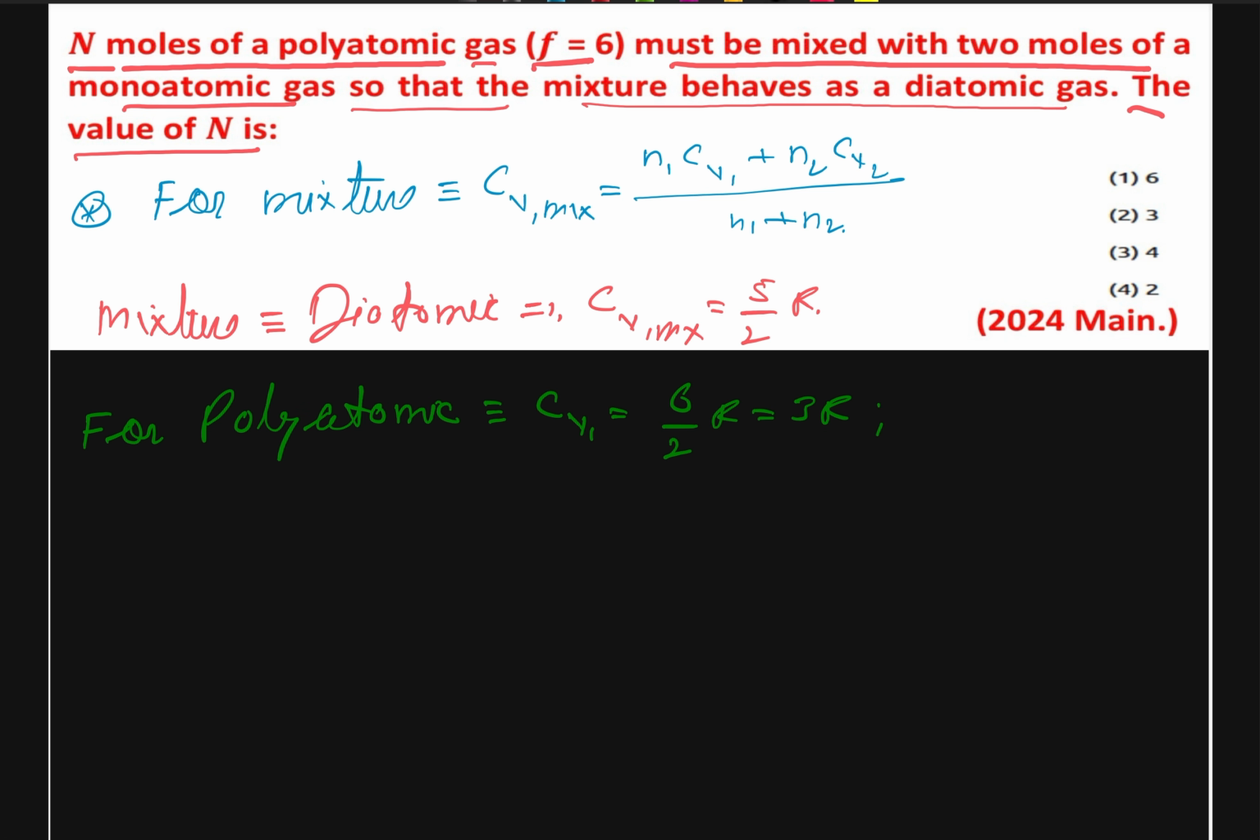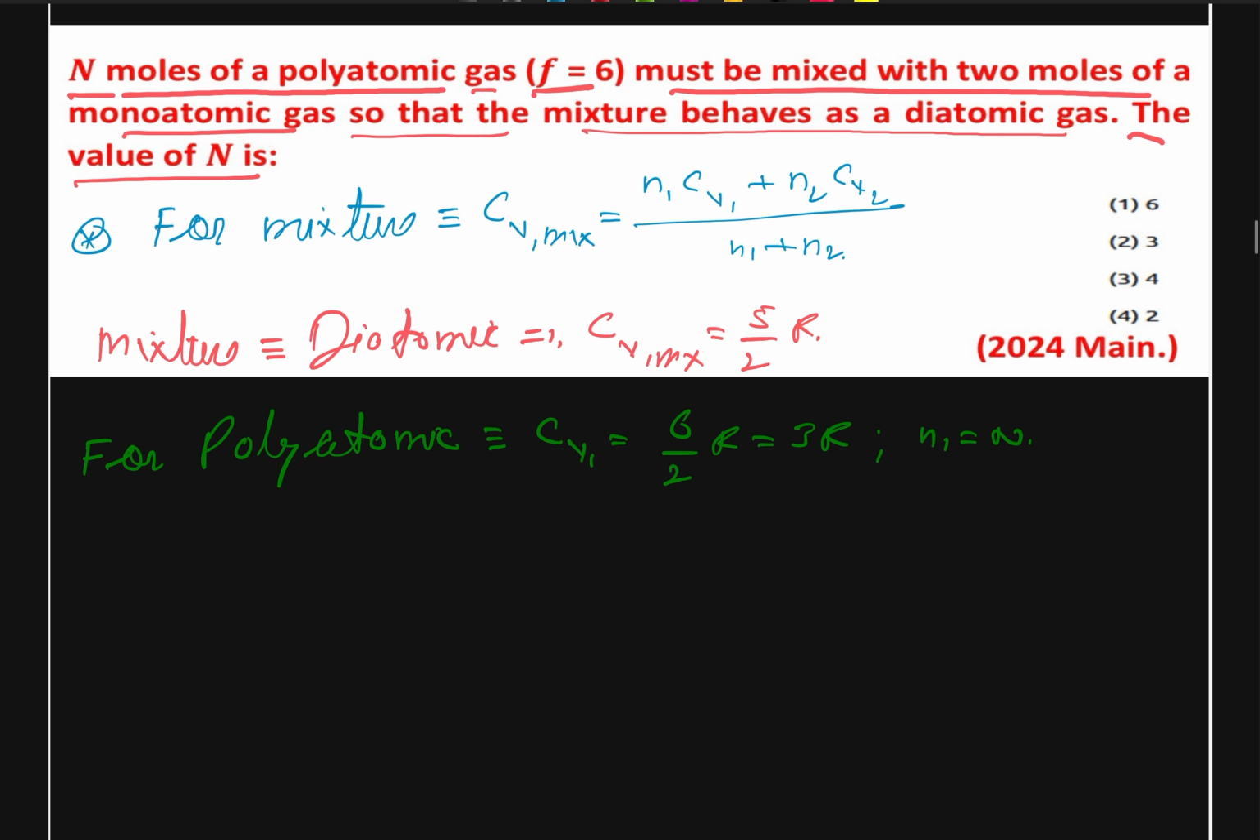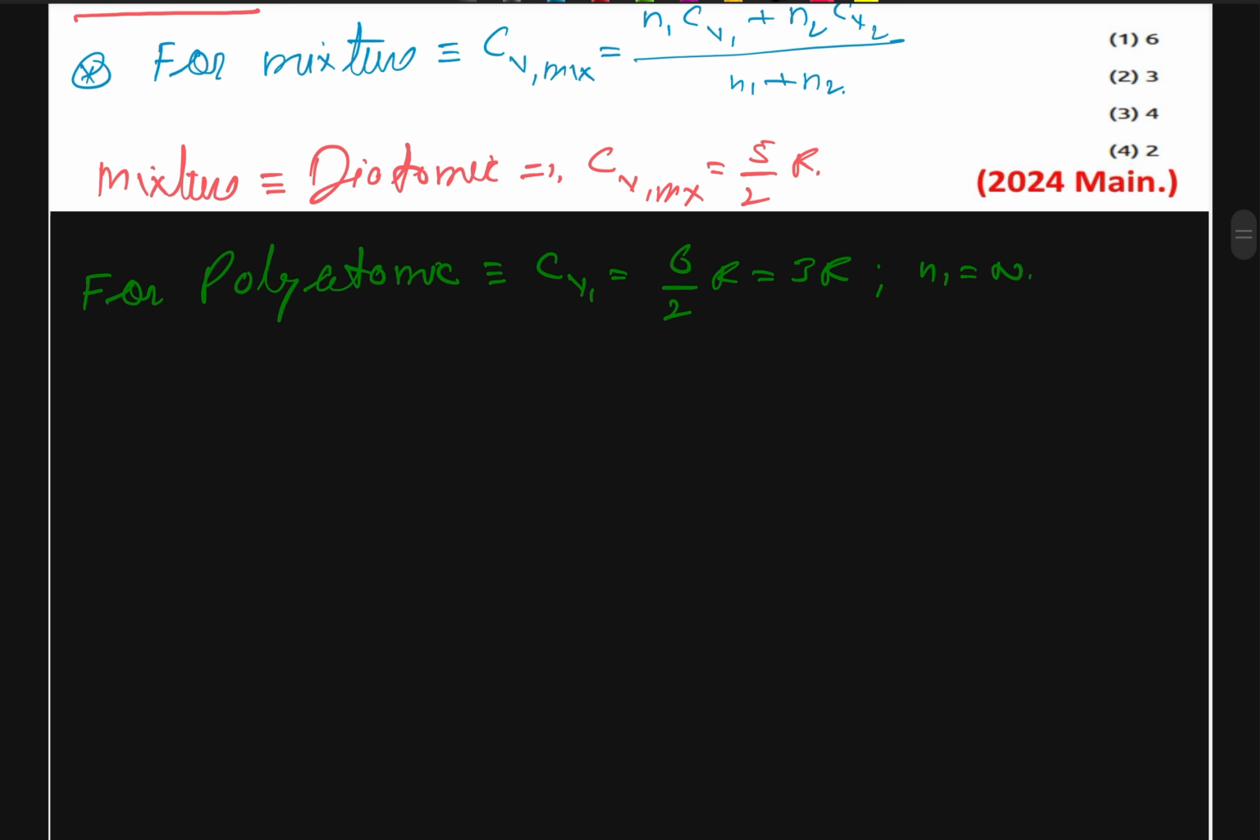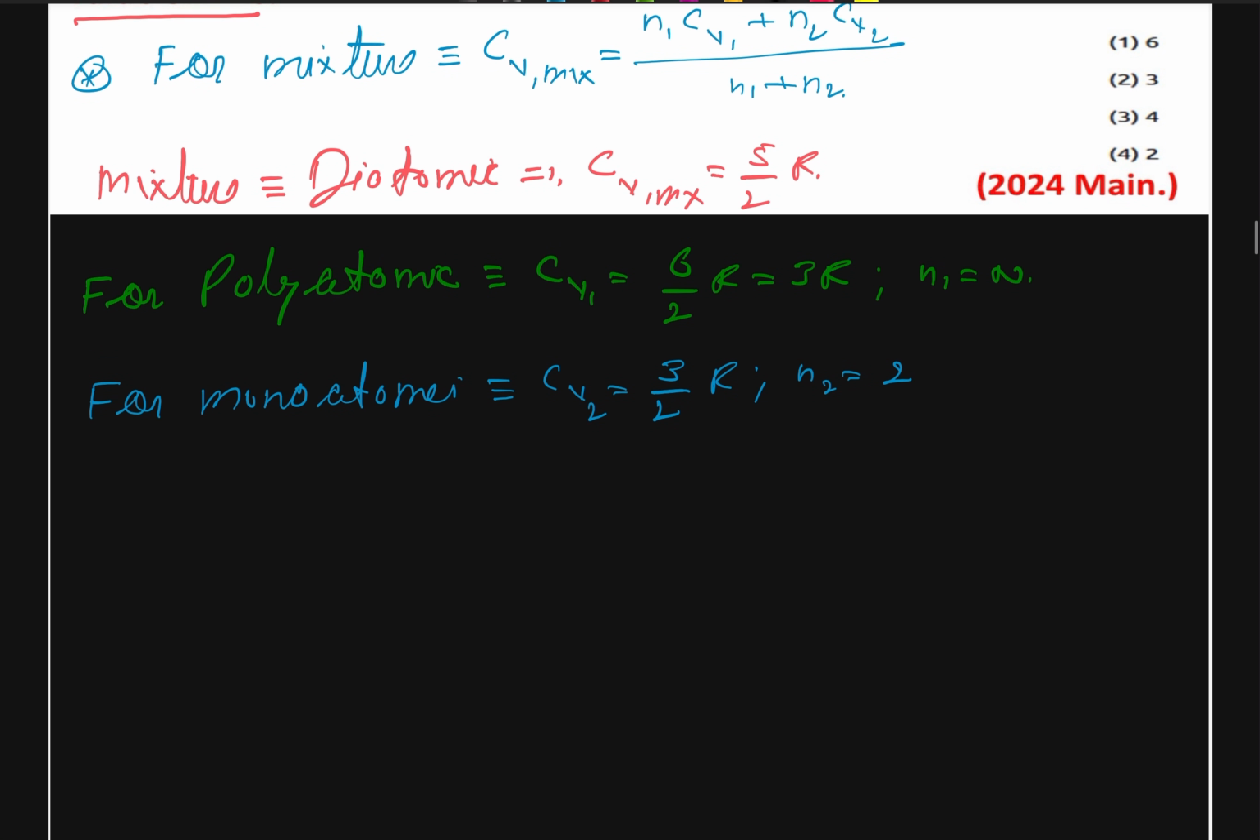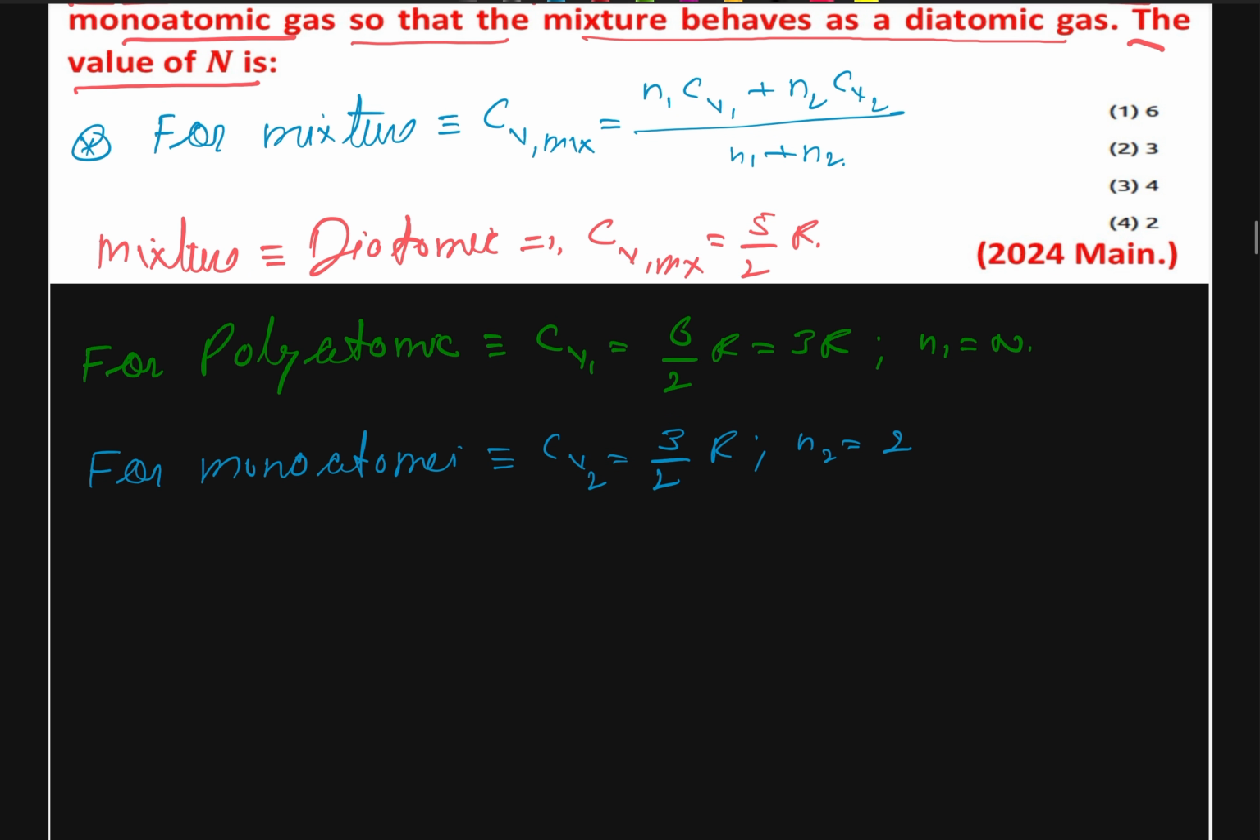We have to find the number of moles. So this n1 is equal to capital N, and the other gas is monatomic. For monatomic, Cv2 will be equal to 3 by 2 times R, and its n2 will be equal to 2 because it is given as 2 moles. We substitute all of this into our equation number 1.